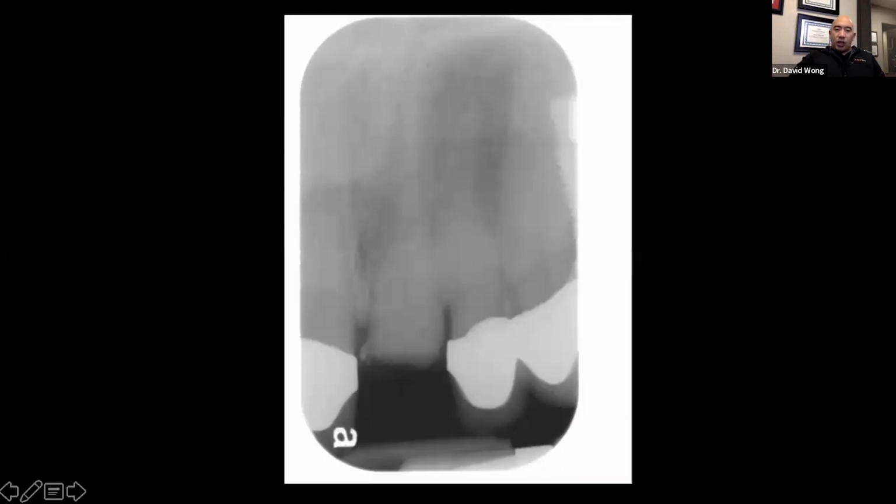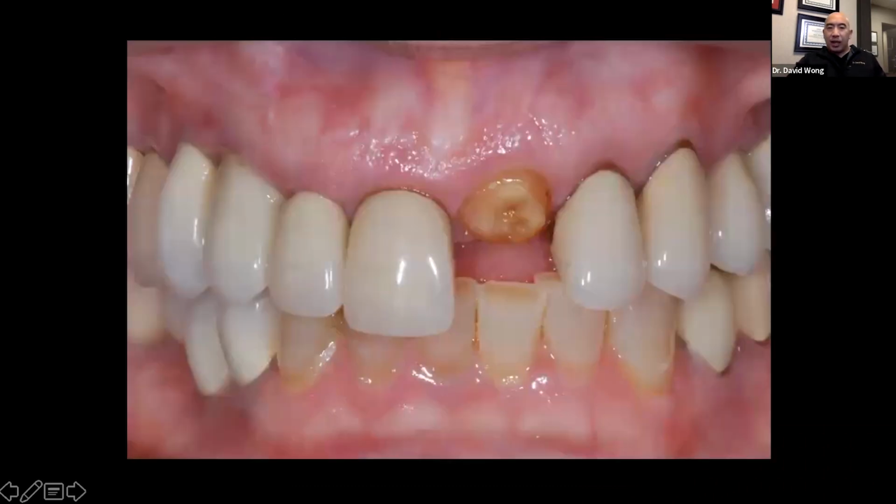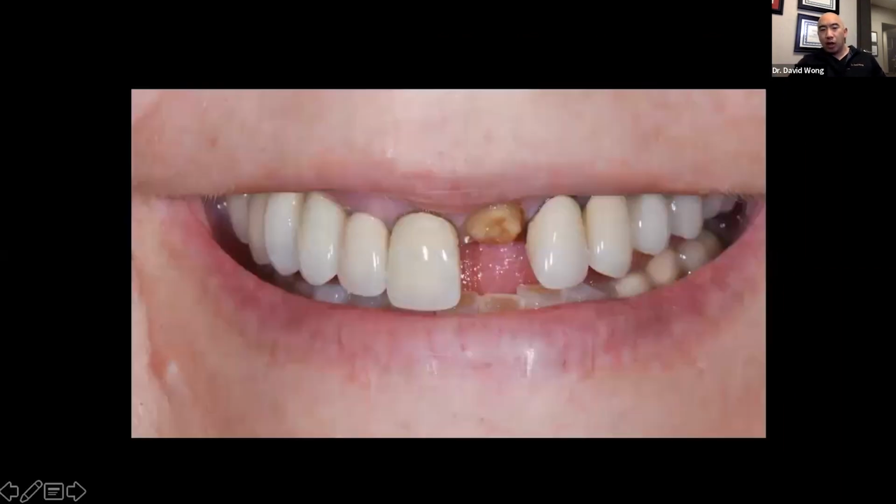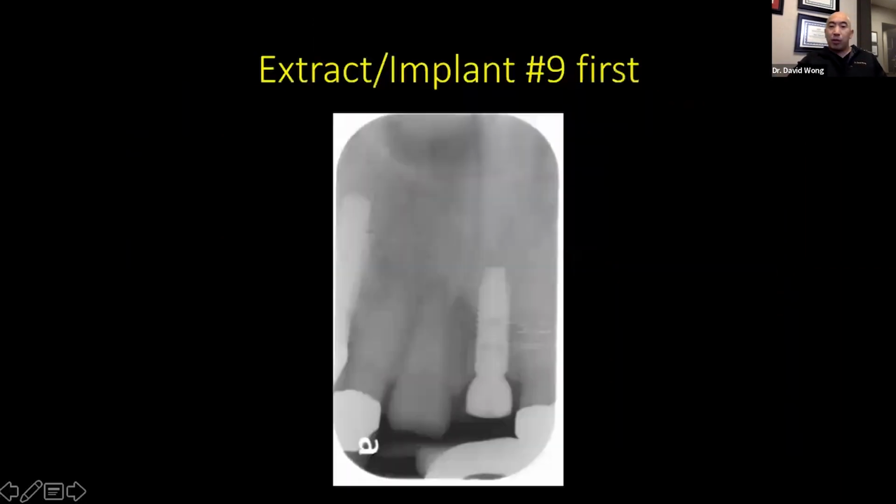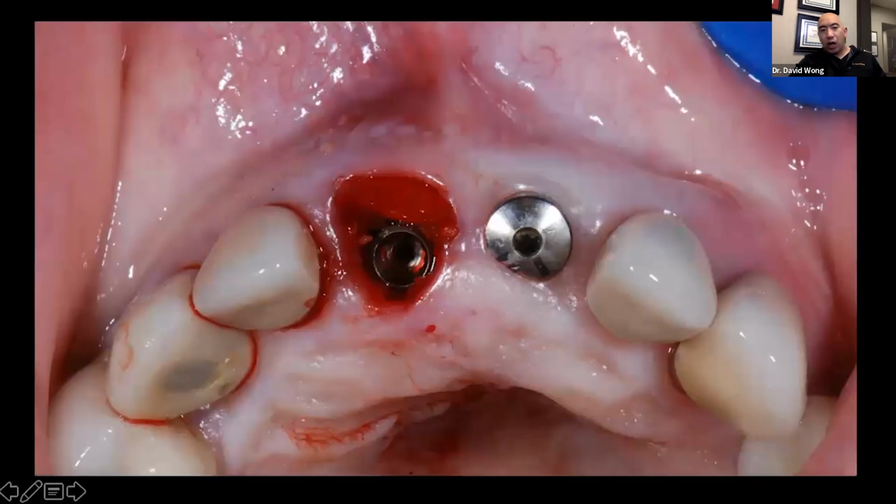So one solution to this problem is what we call a serial extraction technique. So here we have tooth number 9 that needs to come out. Number 8 also needs to come out, because that crown keeps falling off. And right now it's just temporarily luted on. So we're going to take out number 9, and we're going to put an implant for number 9. This is really important to do one at a time. I'm going to show you why.